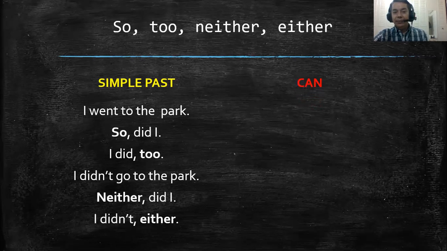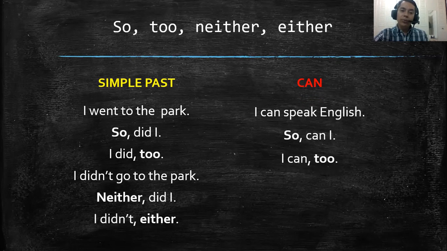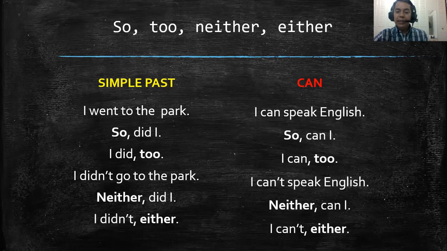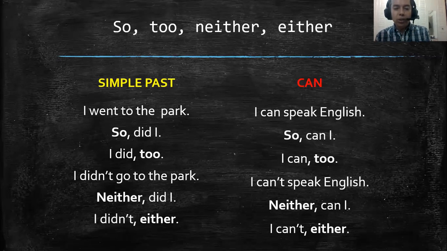Okay, now with can. Affirmative, I can speak English, so can I, or I can too. In negative, I can't speak English, neither can I, or I can't either. Can we use the verb to be in the past, was and were? Yes, I was in the park, so was I, or I was too. Can I use will? I will go to the park. So will I. I will too. Or in negative, in future, I won't go to the park. Neither will I. Or I won't either.